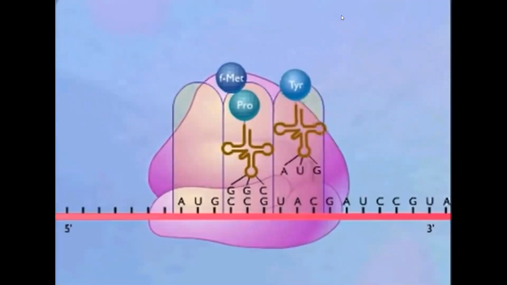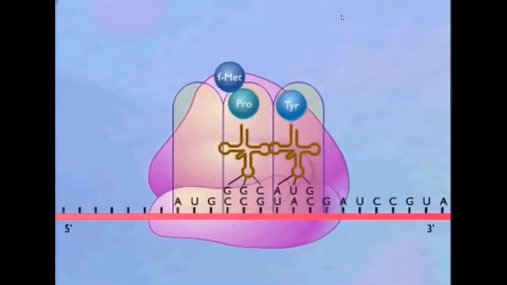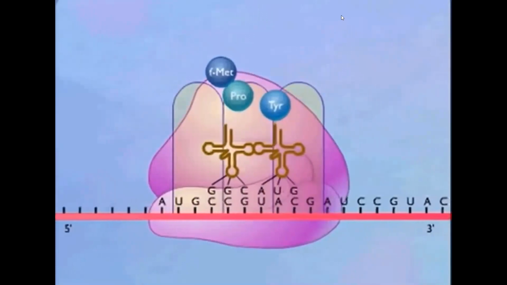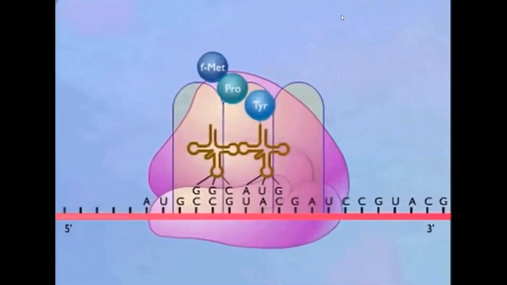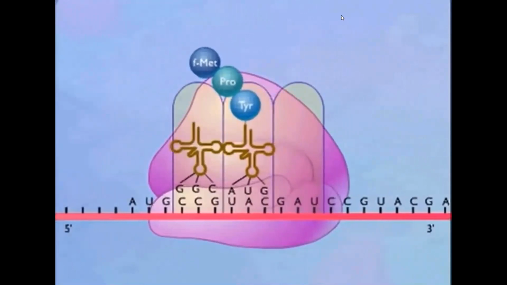It now moves into the A site, where the anticodon on the transfer RNA matches the codon on the messenger RNA. The ribosome shifts down by a distance of 1 codon. As the shift occurs, the 2 amino acids on the transfer RNA in the P site are transferred to the new amino acid, and the second transfer RNA is released from the E site.